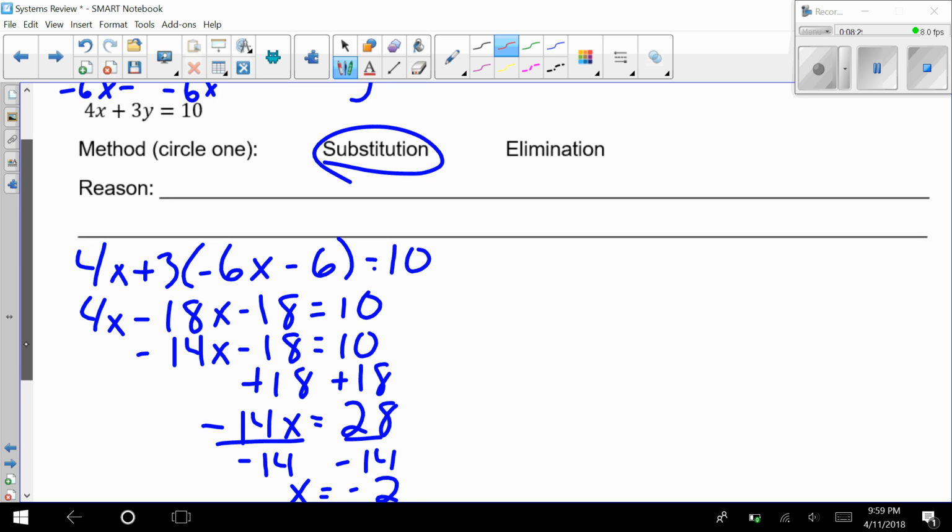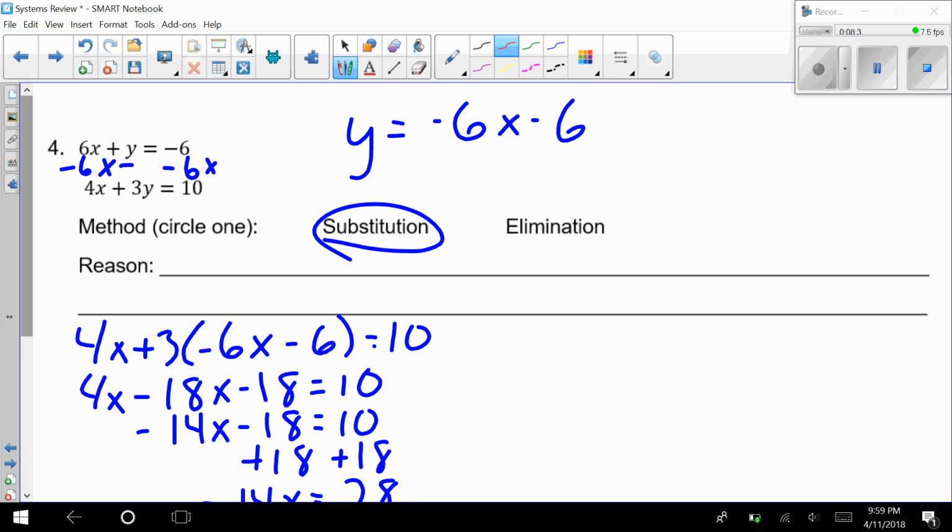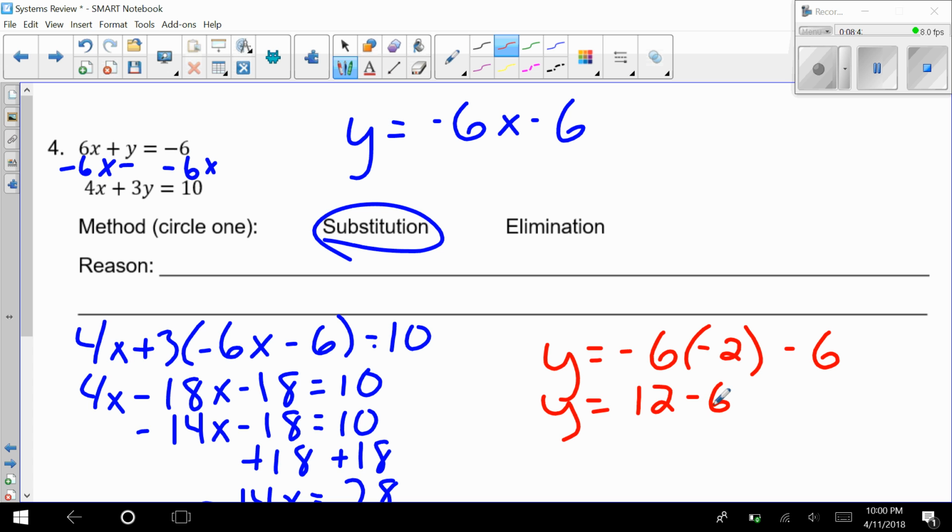Now we'll plug that in to this equation we solved for y. So y equals -6 times, replace our x with -2, minus 6. So y equals +12 minus 6. And y equals 6, making our final answer -2, comma 6.